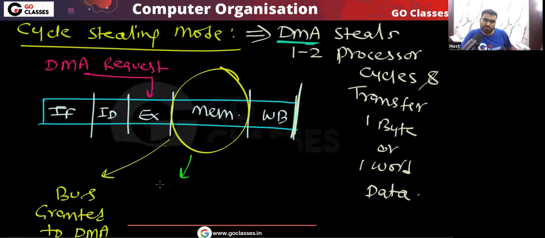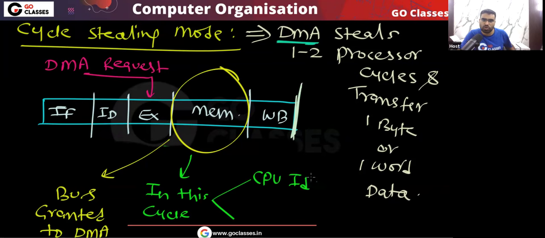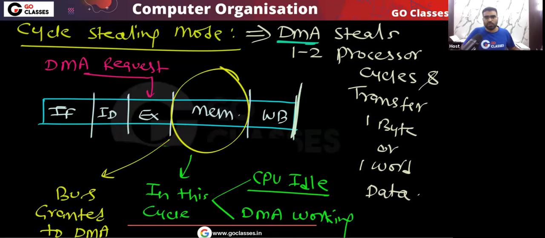So in this cycle, tell me, what CPU is doing? CPU is idle. Yes or no? Here CPU is idle. But remember, DMA is working. So CPU can be idle. This is what I'm saying. Okay, CPU can be idle.